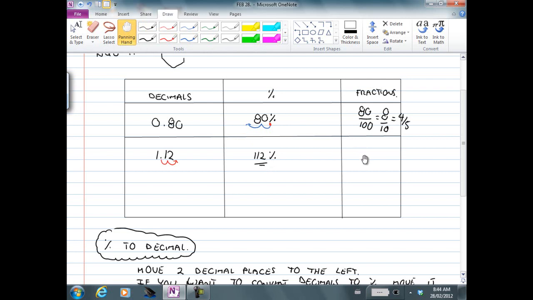Try this one. 112%. What is it going to be as a fraction? I'm going to pause it. Harneet, what do you have? 28 over 25. If you're lost, watch what I'm going to do. I'm going to take 112, put it over 100. Now I'm going to reduce. And all you're going to do is reduce. If you reduce it as far as you can go, you should have 28 over 25. Okay? It's all about reducing.